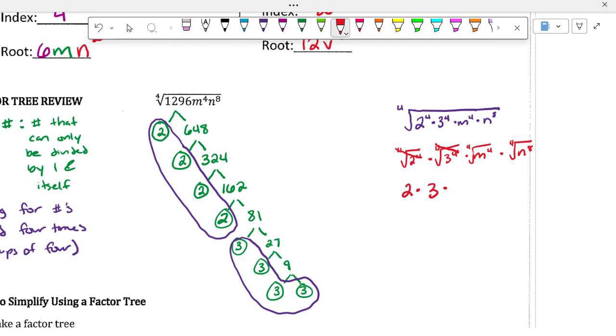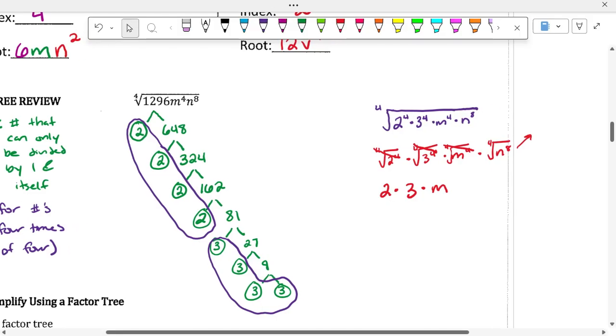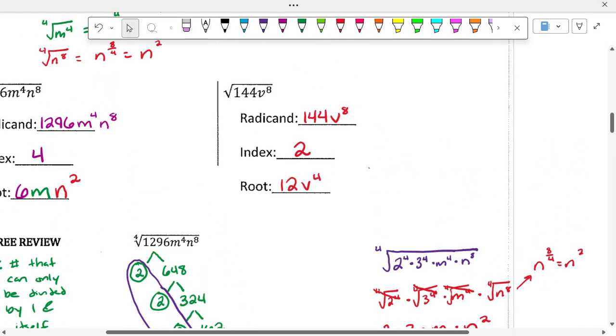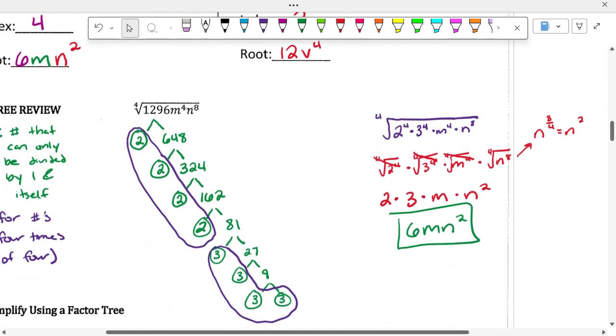What's the fourth root of m to the fourth? M. Now be careful with this one. Fourth root of n to the fourth, or n to the eighth. N squared. Because if you convert that to a fractional exponent, it'll be n to the 8 over 4, which is n squared. So if we multiply everything together, 2 times 3 is what? 6, and then m n squared. Is that not what we got up top? Same answer, same problem? Yes, it is.